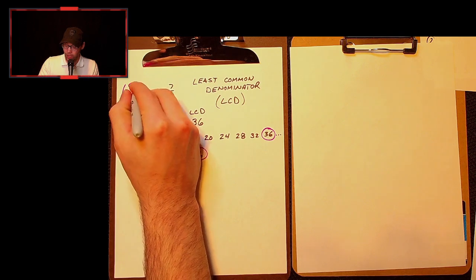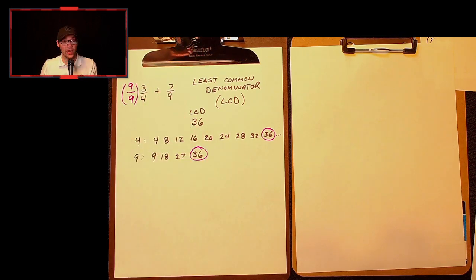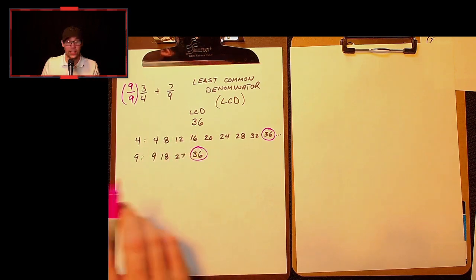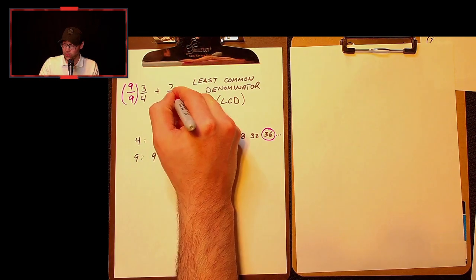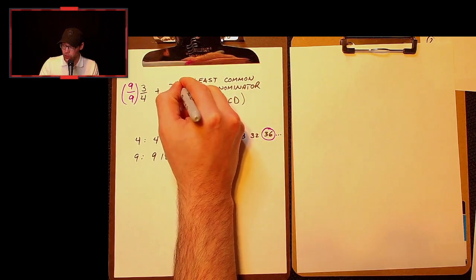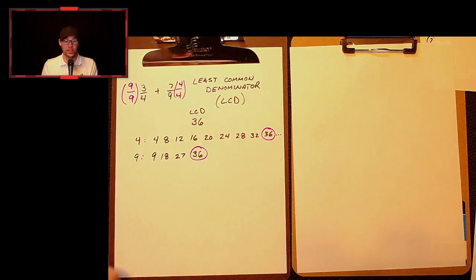And the reason why is 9 divided by 9 is 1. 1 times 3/4 is still 3/4, so we're not changing the number. We can do the exact same thing to the other side. We need to change 9 into 36. We can do that by multiplying 9 by 4. And the same thing, we need to multiply the numerator by the same number as well.